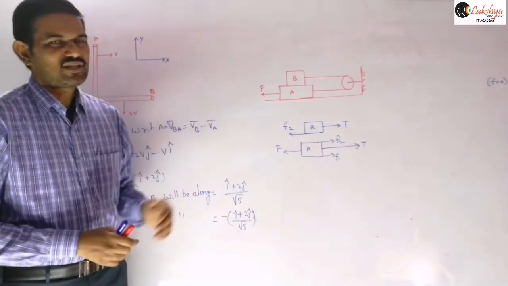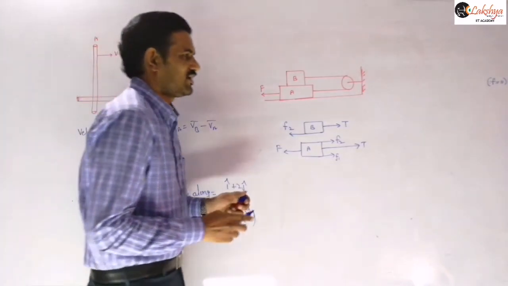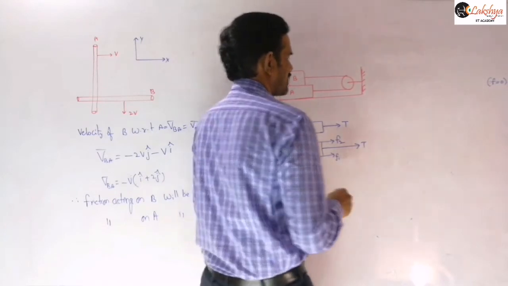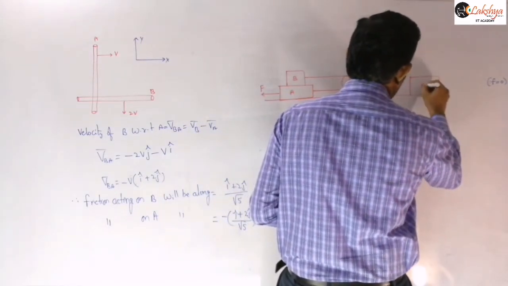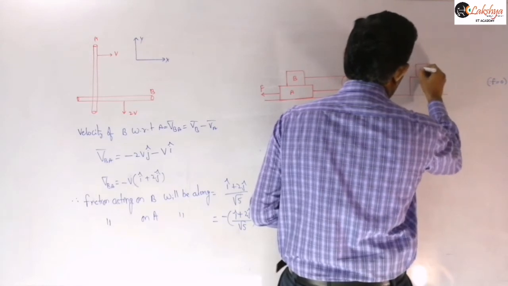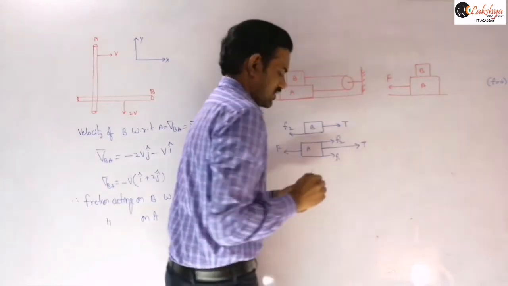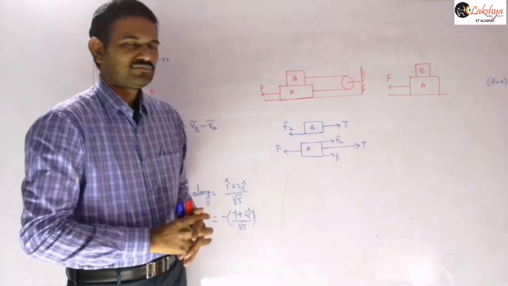Suppose that string is not there, if you are considering the system without the string, then what will happen? Let us see the same situation. If the string is not there, the block is again placed on another block here. This is block A, and here block B is there. Now you are applying some force on this. Can you say the direction of the frictional force acting on that?